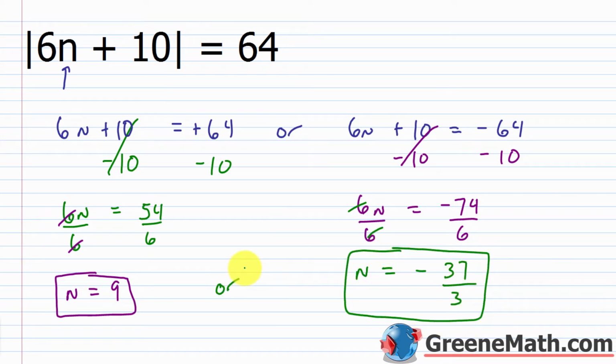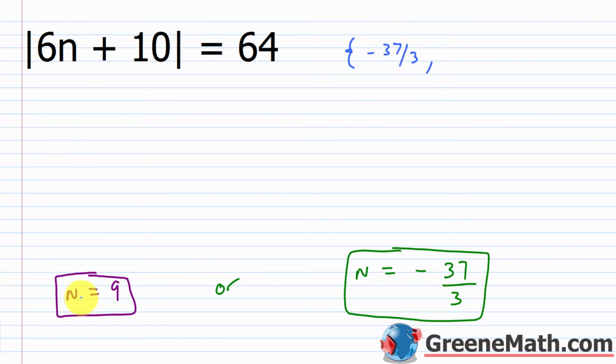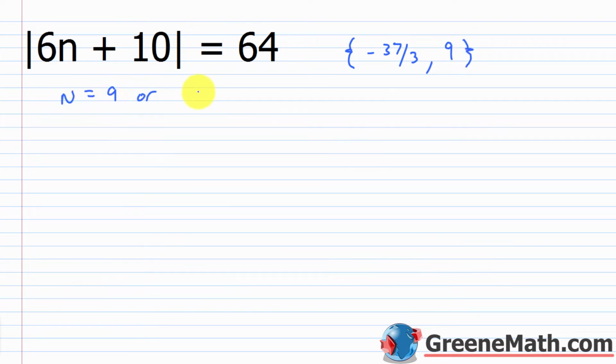So I'm going to put OR here. And let me erase this part, and I'm going to show you that they each work. I'm also going to write this in solution set notation. Again, we've got to get more used to doing that. So in solution set notation, remember, I create some set brackets. And inside those brackets, I'm going to put my solutions as the elements. So I have negative 37 thirds, comma, the other element is 9. That's my other solution. So I want to check these two, and I want to show you what happens when we plug them in. Again, n is equal to 9, or n is equal to negative 37 thirds.